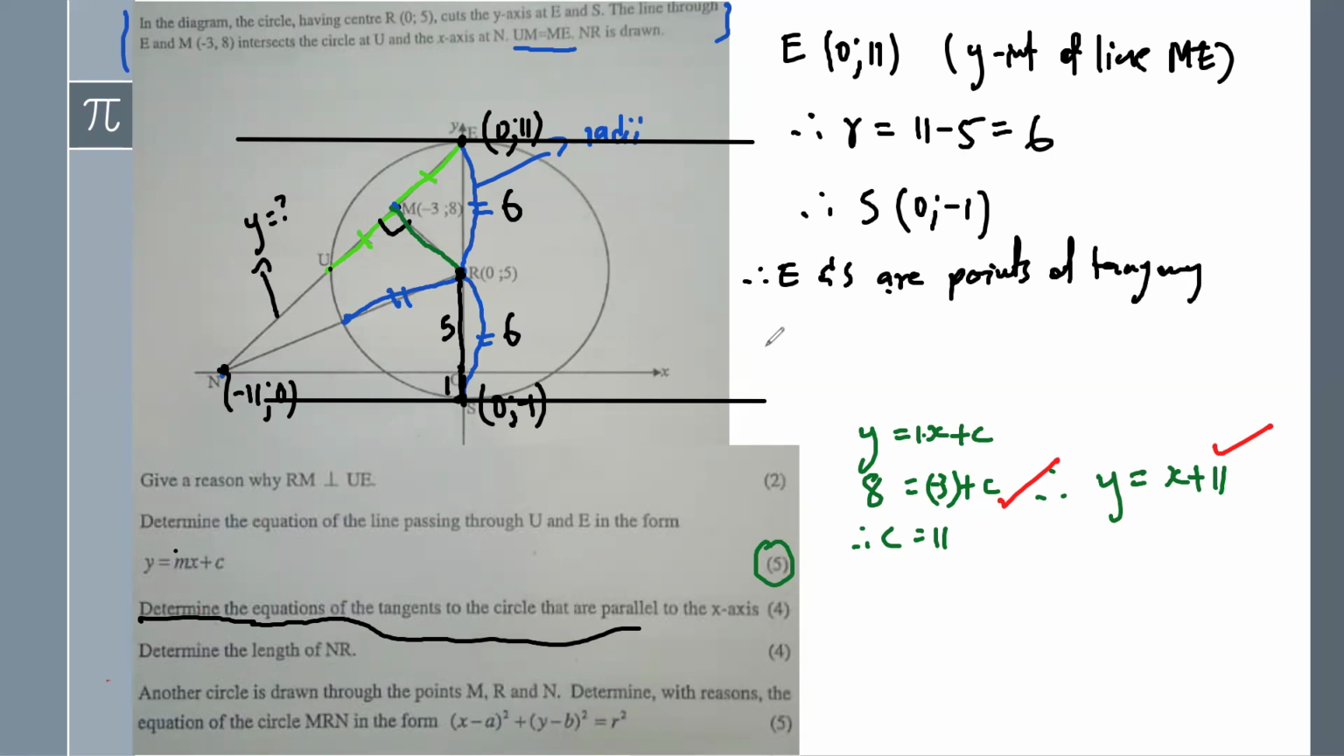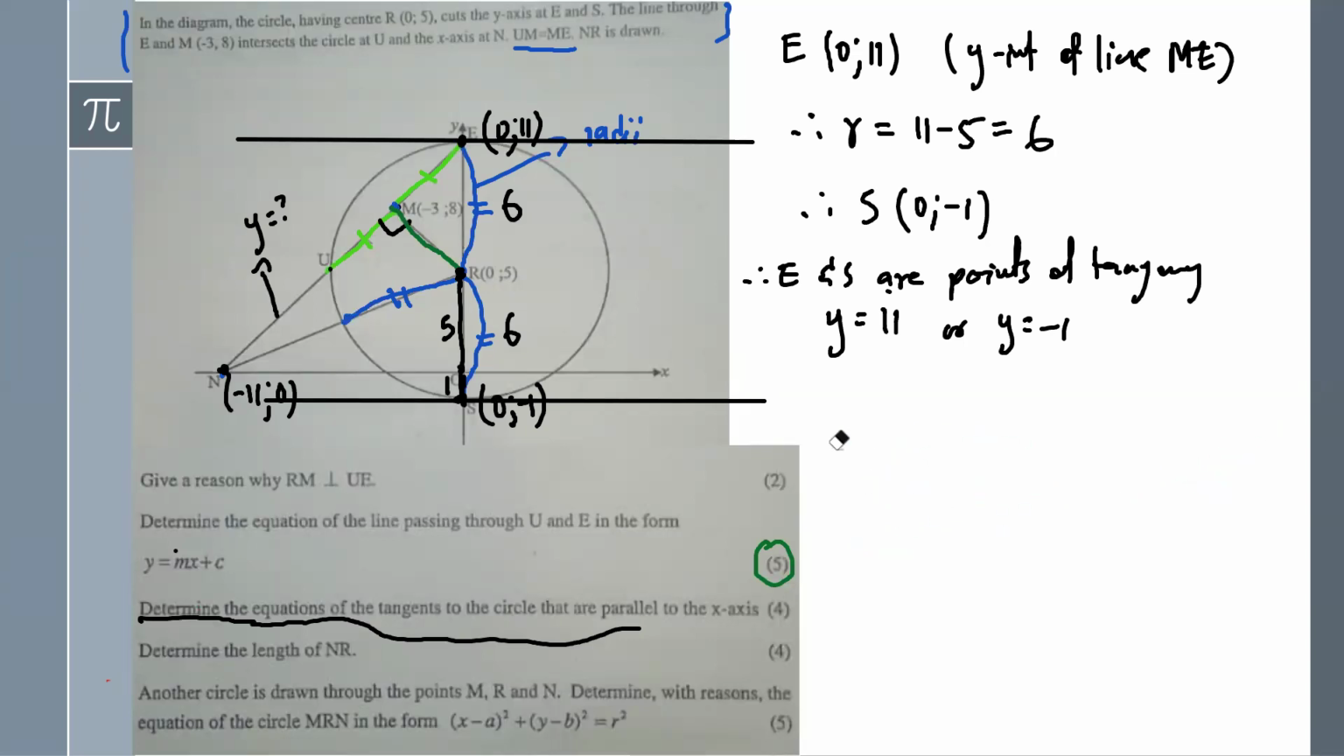And because those are points of tangency, we can see from the sketch that those are horizontal lines. So y is equal to 11 or y is equal to negative 1 are your two equations. And I think that is indeed deserving of 4 marks. All right, let us have a look at the one but last question.